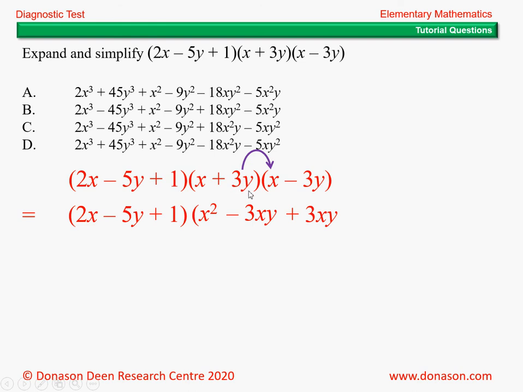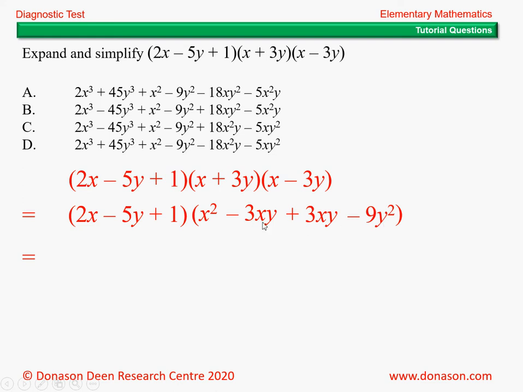3 times y times x is, of course, 3yx. But when we write the expansions, we write in alphabetical order. So we're going to write x followed by y, because x precedes y in alphabetical order. And then we go for the last term, which has a plus here and a minus. So plus times the minus is going to become minus 9y squared. Plus times the minus is minus. 3 times 3 is a 9, and y times y is going to become y squared.